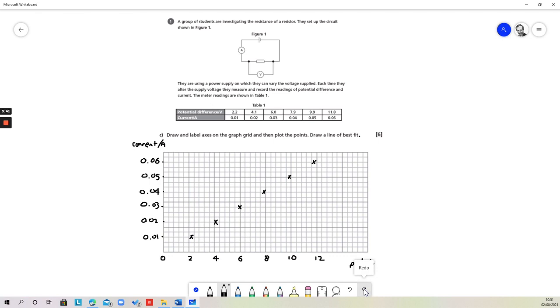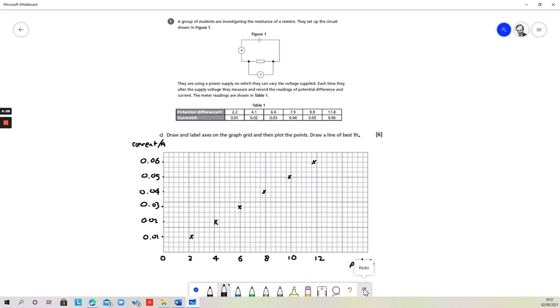And then the final one, 11.8, that's halfway across one of the little squares there, just short of 12 volts, and that's against 0.06. So we've got the points plotted. Now if we look at that, we can see that pretty much they form a straight line. A line of best fit doesn't have to be a straight line, but in this case they do fall pretty much on the straight line.